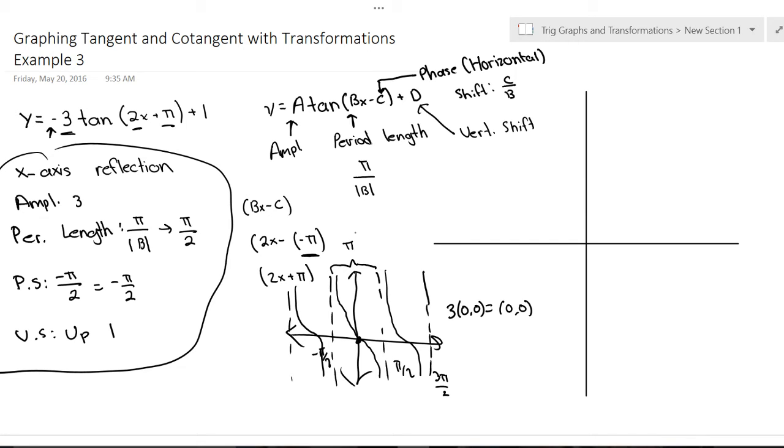So we're just going to squish that a little bit. It's going to be pi over 2 now. Then the phase shift is negative pi over 2. That means we went to the left pi over 2, so left pi over 2 units. We'll have to keep track of that in our graph over here.